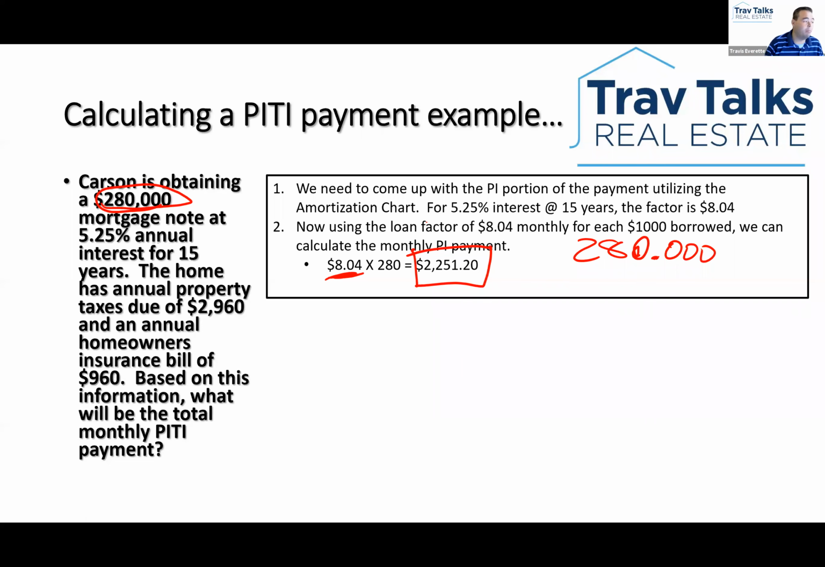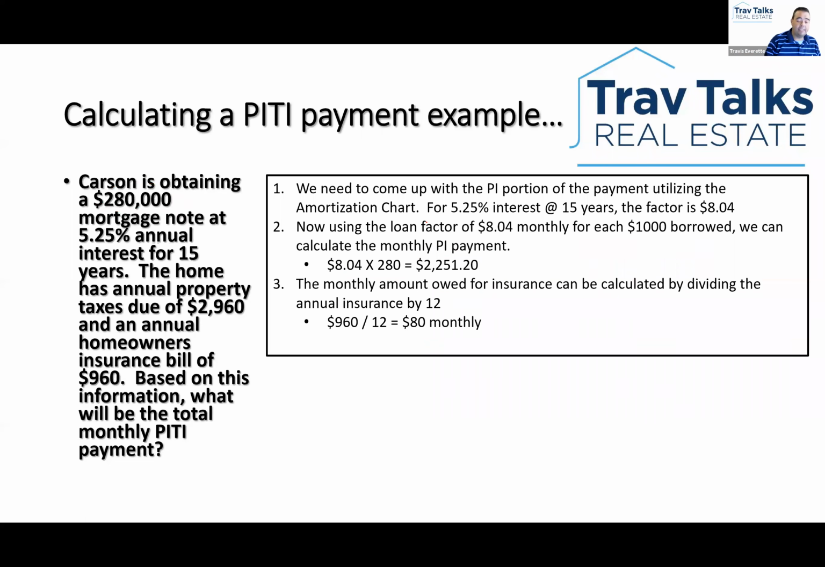So now we need to talk about tacking on taxes and insurance. Well, it doesn't matter really if we do taxes or insurance first. We can do them in whatever order we want. I think on the slide here, I have insurance first. So they tell us the annual insurance bill is $960, but that's annual. We need to break it down to monthly. So divide by what? 12. And that gives us $80 a month in insurance.